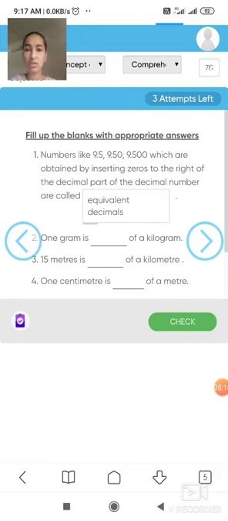Yes students, this topic is also learned by you. I taught you which are called equivalent decimals. If you put any number of zeros to the right, they become equivalent. Now, 1 gram is dash of a kilogram. 15 meters is dash of a kilometer. Then 1 centimeter is dash of a meter.